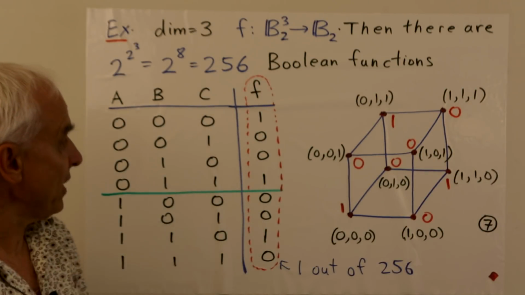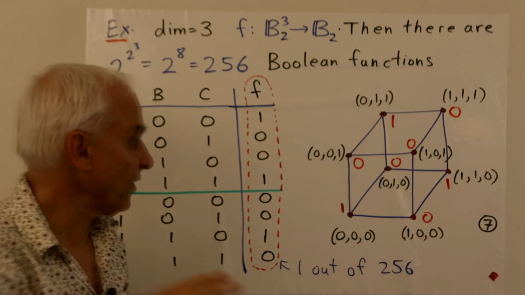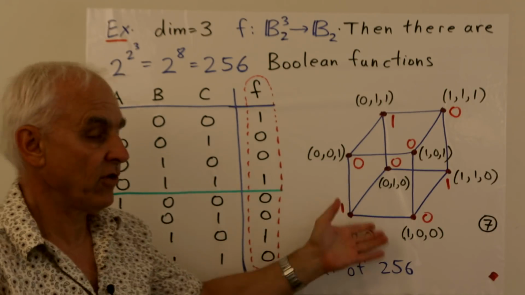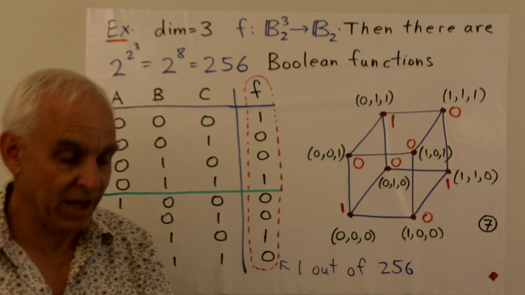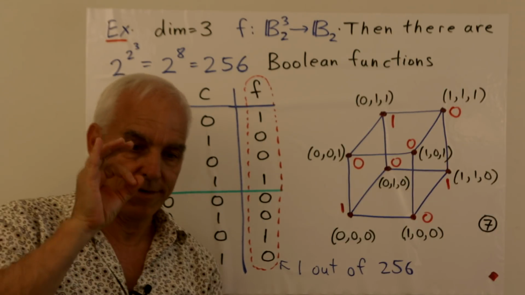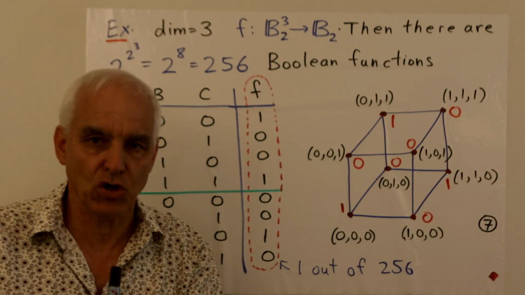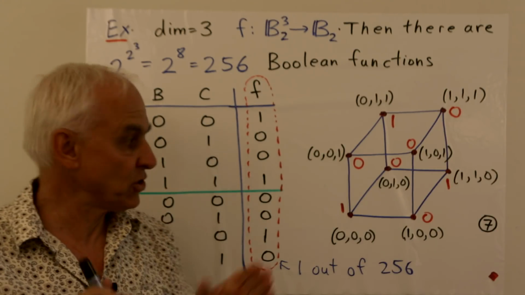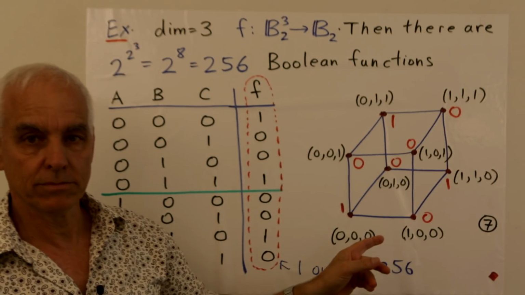Okay, so this particular function f is an assignment of zeros and ones to the vertices of this cube. And that's how I want you to think about it. I want you to think about this as being a geometrical assignment of numbers from the bifield to the vertices of this cube. And there's 256 ways of doing that. This is one of them.